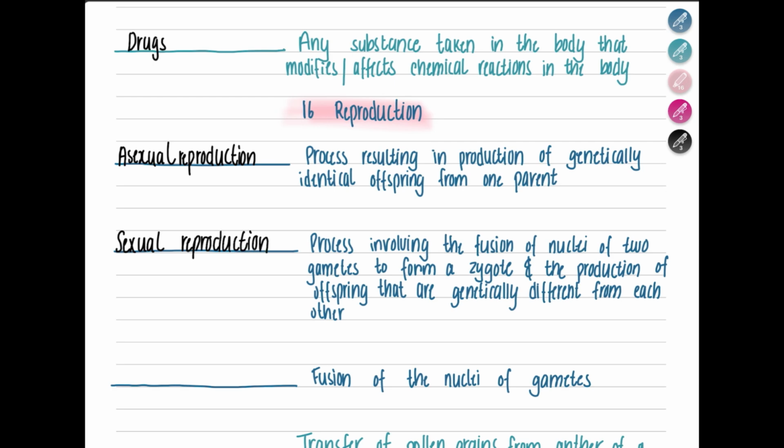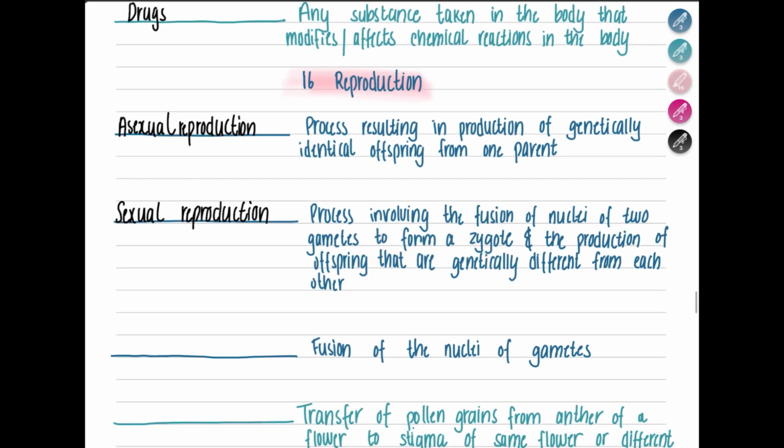Fusion of nuclei of gametes. This process is called fertilization. So fertilization is different from sexual reproduction because just this fusion of nuclei is called fertilization, but the entire process of forming the zygote and then offspring is the reproduction. So make sure that you don't confuse the two. Fusion is fertilization.